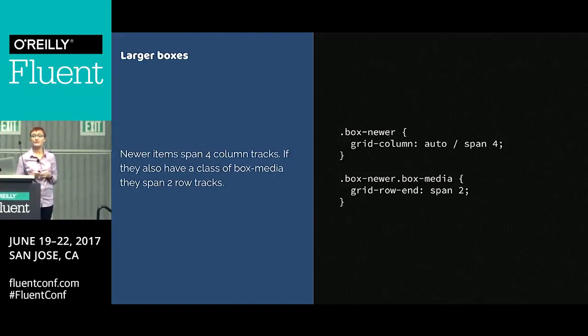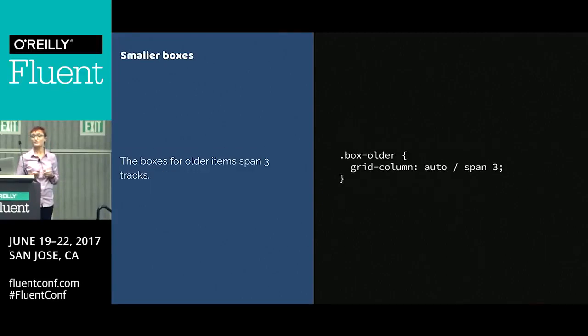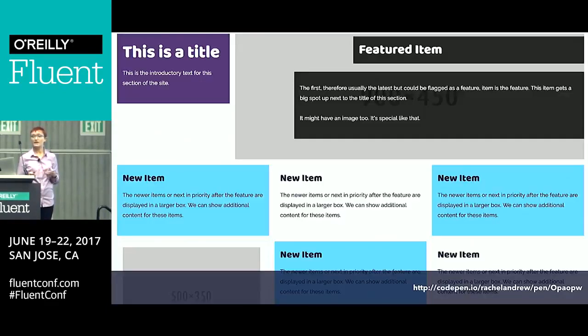We could also do the same thing by just setting the grid row end, because if you don't specify a start value, it's going to set it to auto anyway. So you could do it one of 2 ways. And then for the smaller boxes, maybe I'll just span 3. And that really is all we need to do to create that layout.